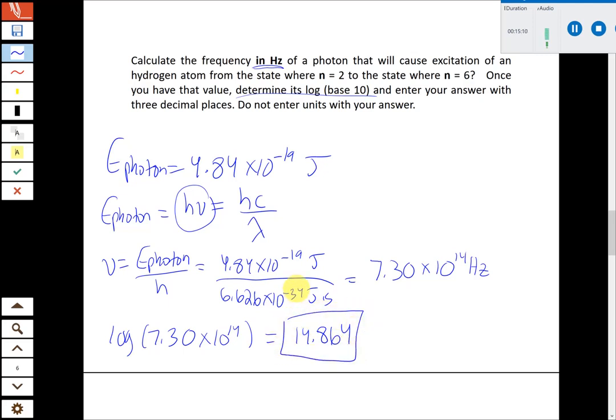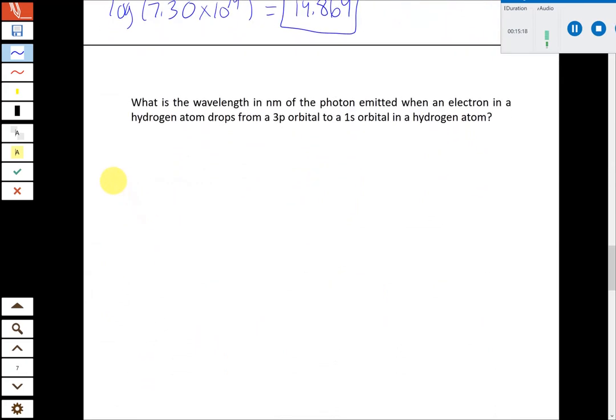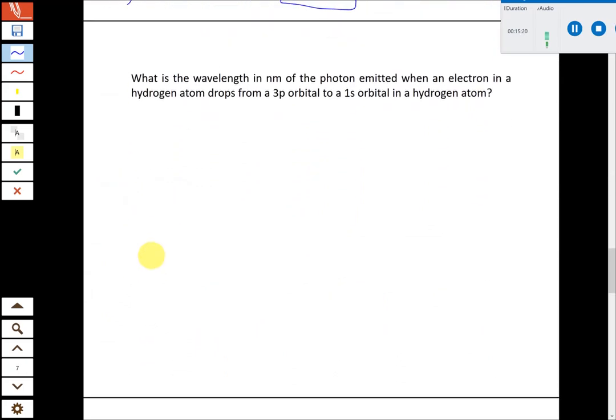All right, so same setup as the last problem, just one additional step now to find the frequency of the photon. And then one more question that's related, but has a little bit of a twist to it. So we want to know, what is the wavelength in nanometers of the photon emitted when an electron in a hydrogen atom drops from a 3p orbital to a 1s orbital in a hydrogen atom? Sorry for the poor wording of the question. We have in a hydrogen atom twice.